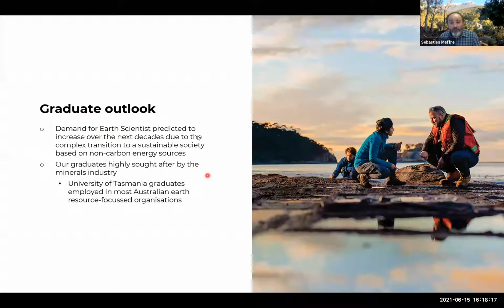So as I've said before, at the moment earth scientists are in high demand, and that's predicted to continue for probably a decade or so, where we are looking for every one of our graduates being employed in various parts of these industries that I've been talking about. So these are some of our students in some of the spectacular outcrops in Tasmania with Joe, Indrani, and Steve.